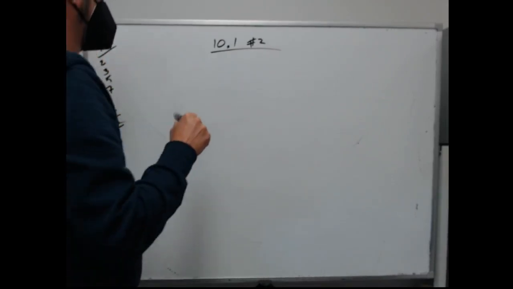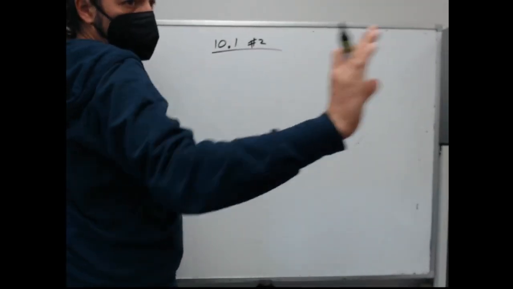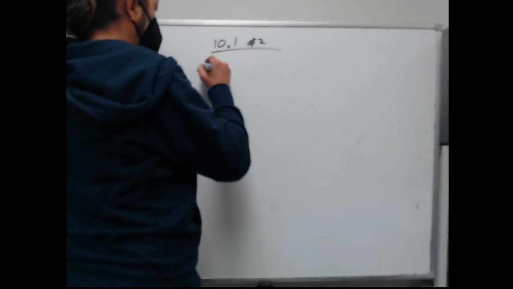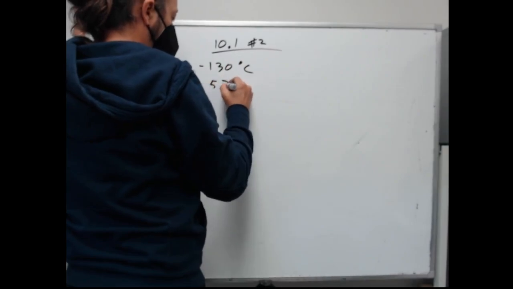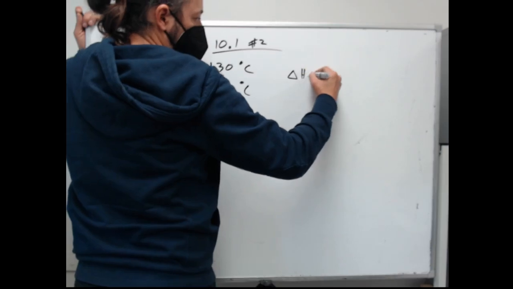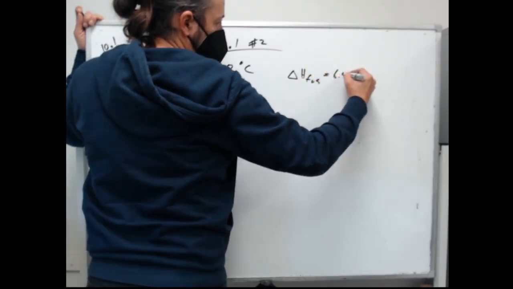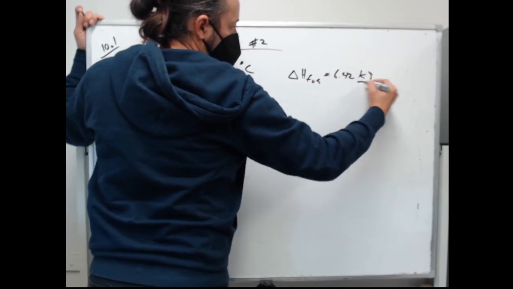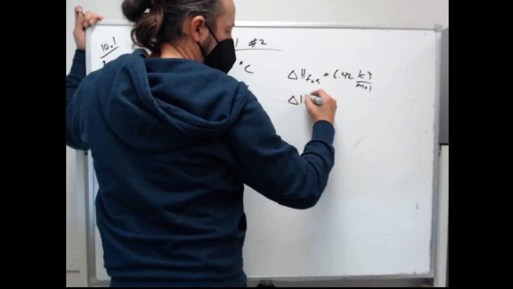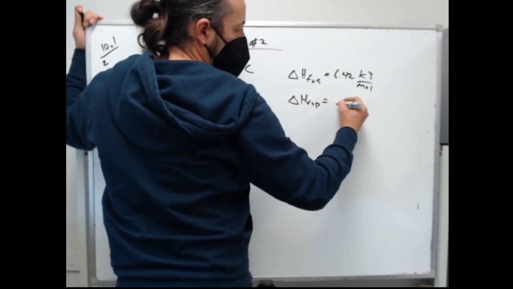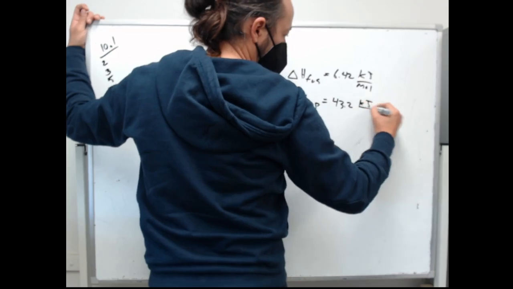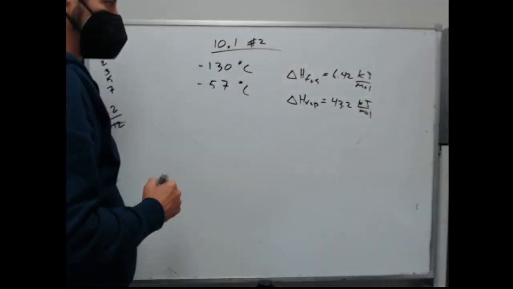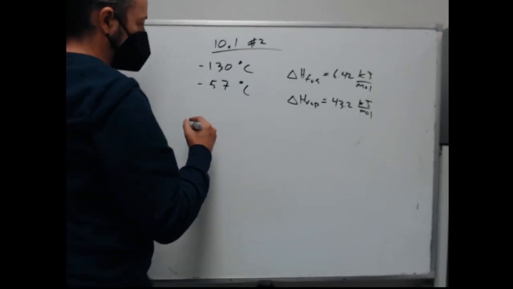Do you want my units? You asked, let's get your units. Okay. So incredium freezes at negative 130 degrees Celsius and boils at negative 57 degrees Celsius. The enthalpy of fusion is 6.24 kilojoules per mole, and the enthalpy of vaporization is 43.2 kilojoules per mole. Calculate the change in entropy of the incredium when 6 moles melt at the normal temperature.